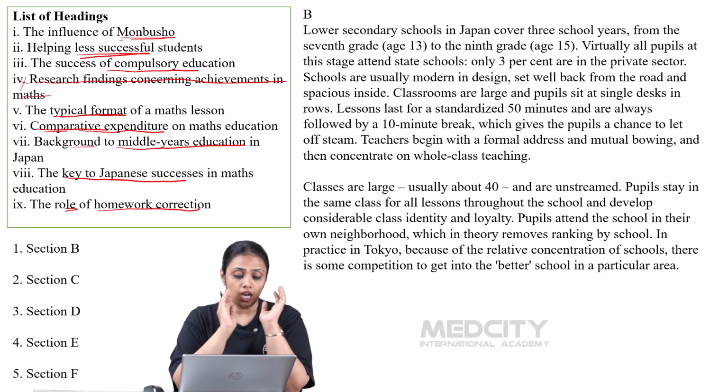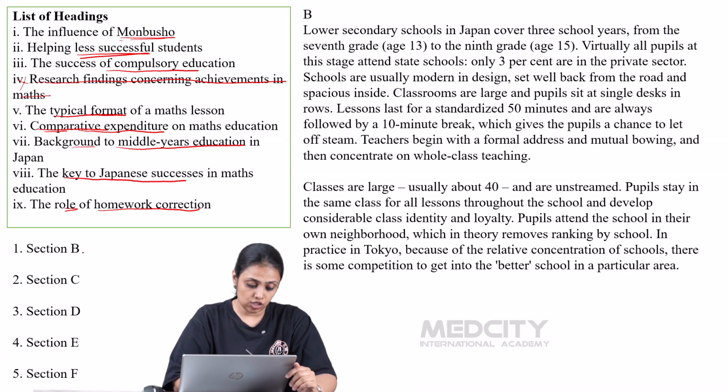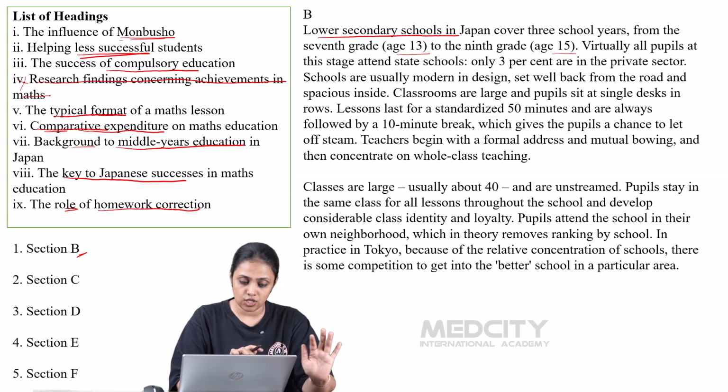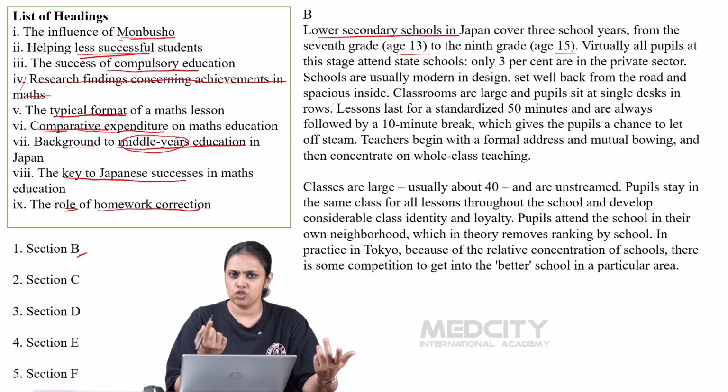With that, we are getting into the first question, that is section B. Let's start reading. Lower secondary schools in Japan cover 3 school years from 7th grade, that is age 13, to 9th grade, age 15. Now, in the list of headings we noted something, not the same words, not lower secondary school, but we read something like middle years education, and I mentioned it's somewhere between the age group of 12 to 15.